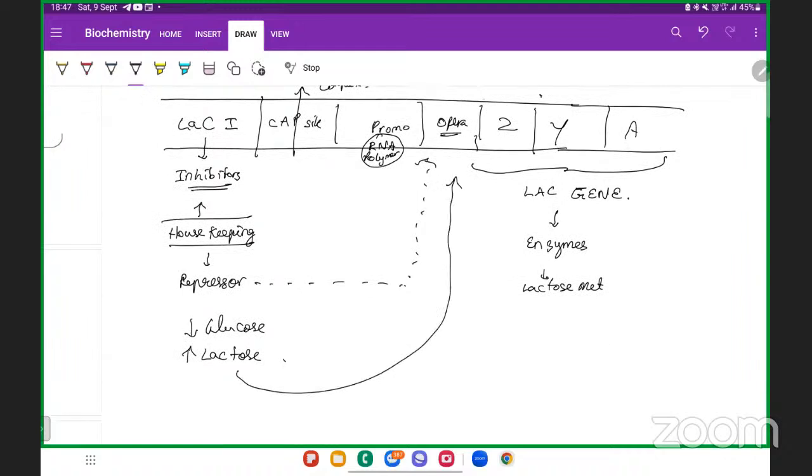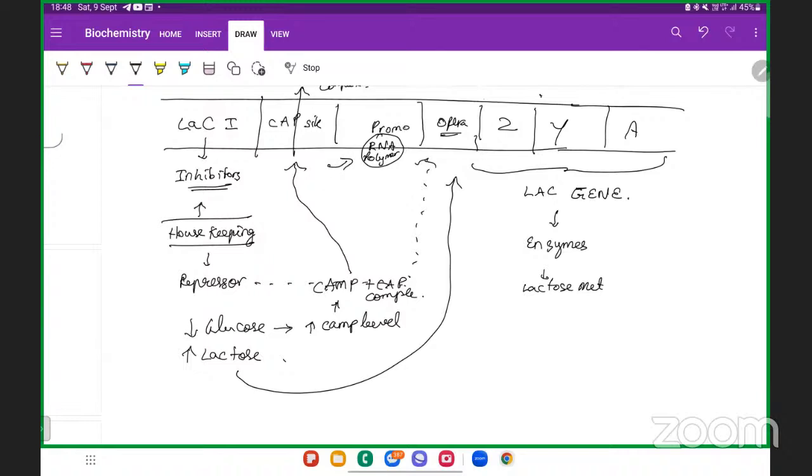Whereas what your glucose does is, when your glucose decreases, this will increase your cyclic AMP level. Once the cyclic AMP level increases, it forms a cyclic AMP and CAP complex. This is going to come and attach to the CAP site. Once it attaches to the CAP site, it starts the promoter and the RNA polymerase.